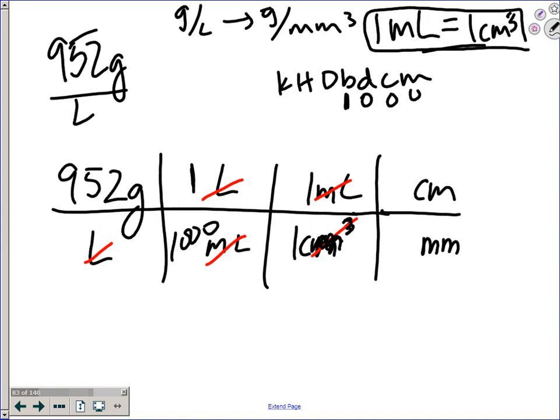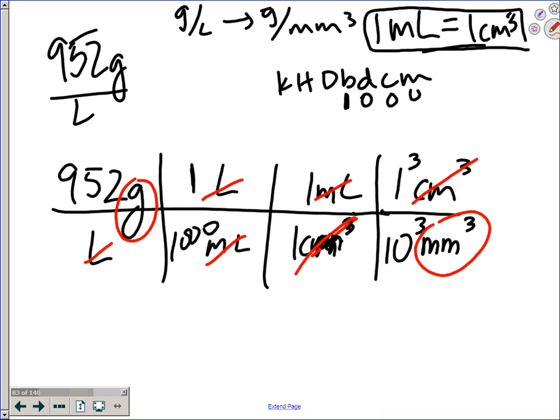So 1 and 10, right? So who gets the 1? Centi, and who gets the 10? Milli. So there's 10 millimeters in a centimeter, and since this is centimeter cubed, we're cubing all of this as well. So only, weird one with the cube. And then we'll notice now centimeter cube cancels, and now we have the units of grams per millimeter cubed, which is what was asked for, and we can calculate.